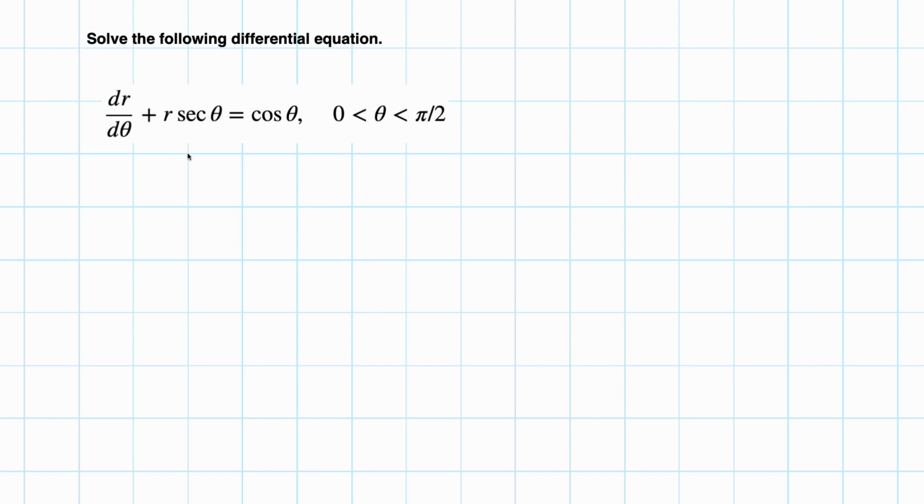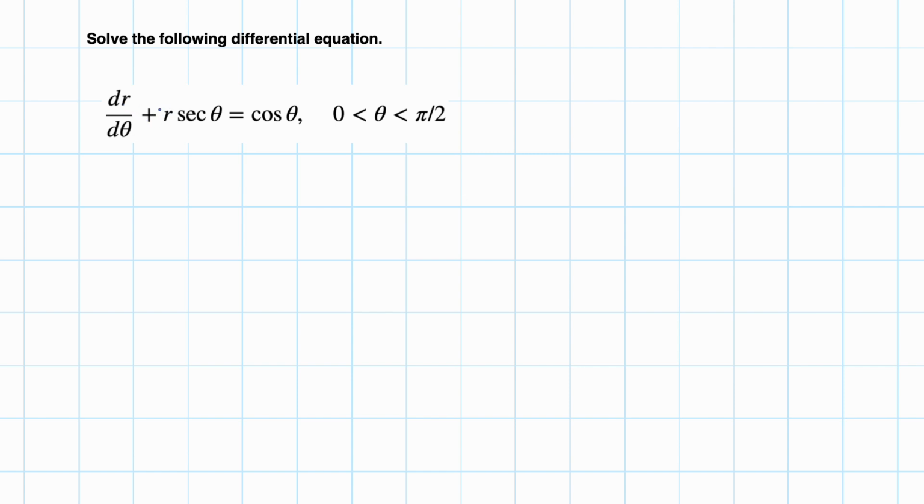Solve the following differential equation. So here we have dr over d theta. That means r is the dependent variable, theta is the independent variable. dr over d theta, r times secant theta. So r is the variable. Solving here means we are trying to determine the function r in terms of theta, because theta on the bottom means that's the independent variable, equals cosine theta, and theta is given in between 0 and pi over 2.